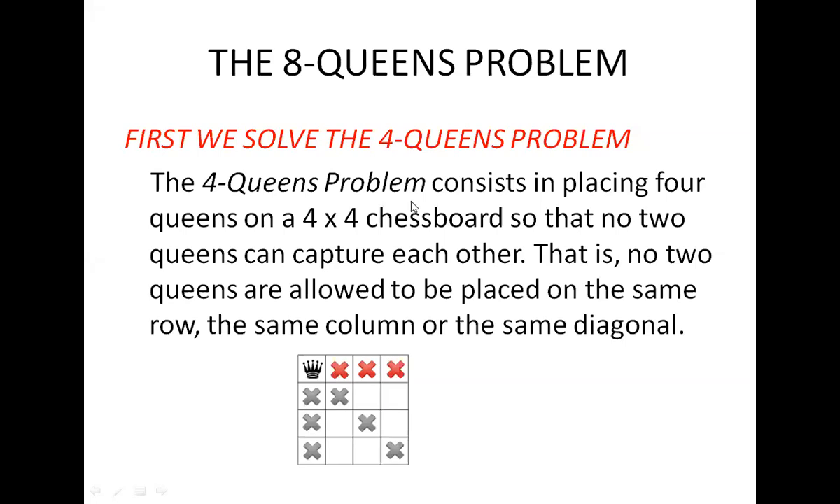So already I told you the 4 queen problem, consisting of 4 queens. You have to place those 4 queens in a 4x4 chessboard, and there is a constraint, that is, no 2 queens are allowed to be placed on the same row or the same column. So that is our constraint here.